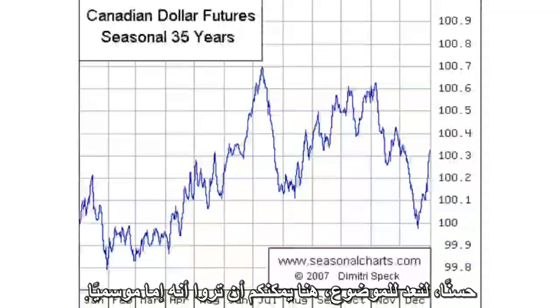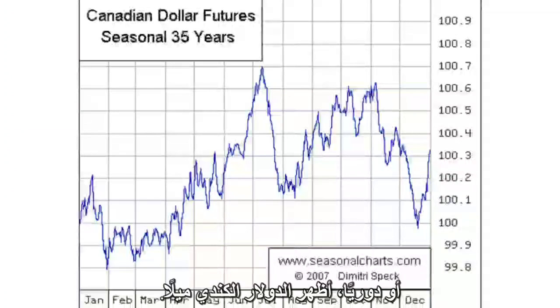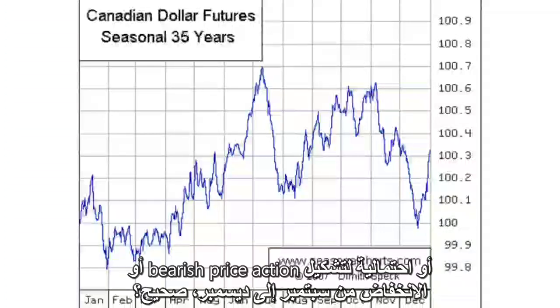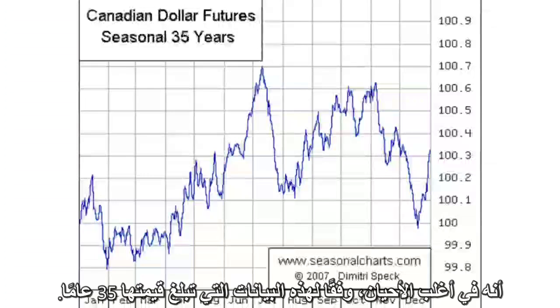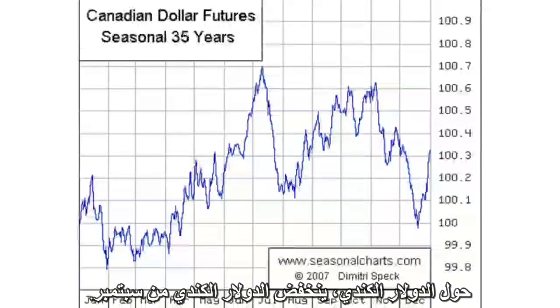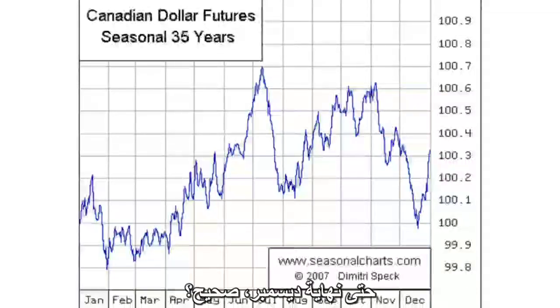Okay, so let's get back. Right here you can see that seasonally or periodically the Canadian dollar has shown a tendency or likelihood to form bearish price action, or to go lower, from September to December, right? Which means that historically, more often than not, according to this 35 years worth of data, the Canadian dollar goes lower from September till December's end.